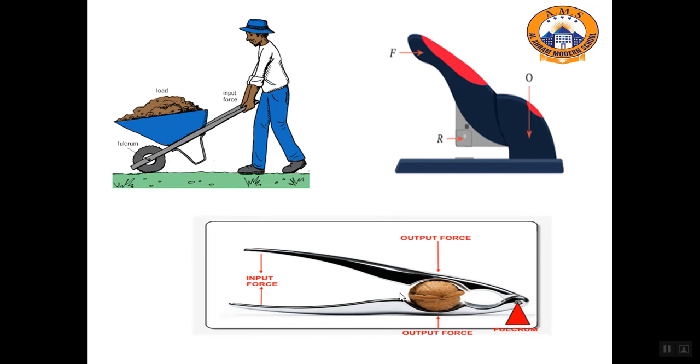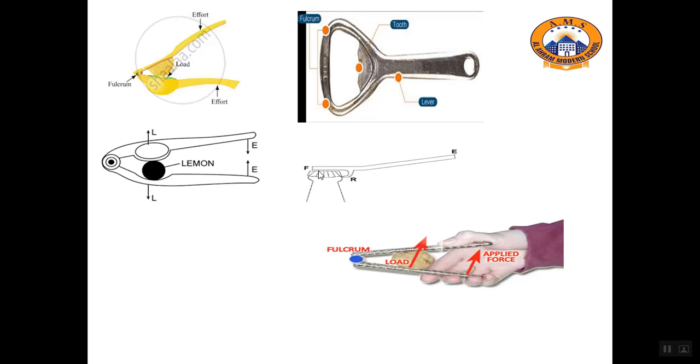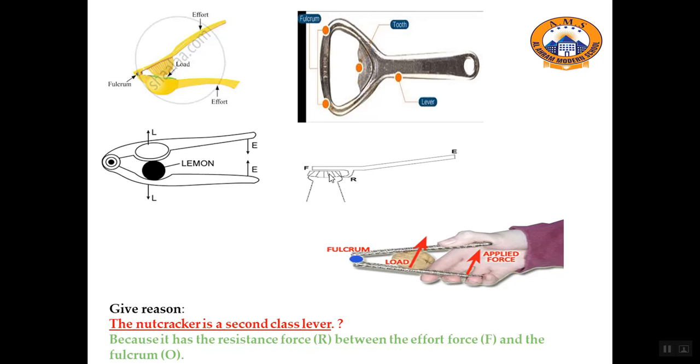The nutcracker is an example of the second class lever. Here is the nut. The nut is the resistance which is in between the fulcrum and your effort. Also, the bottle opener is a second class lever. See, here you put your hand. Here is the resistance where you need to open the cover of the bottle, and here is the fulcrum. Any give reason, for example, why is the nutcracker a second class? Because the resistance, which is R, is between F and O.